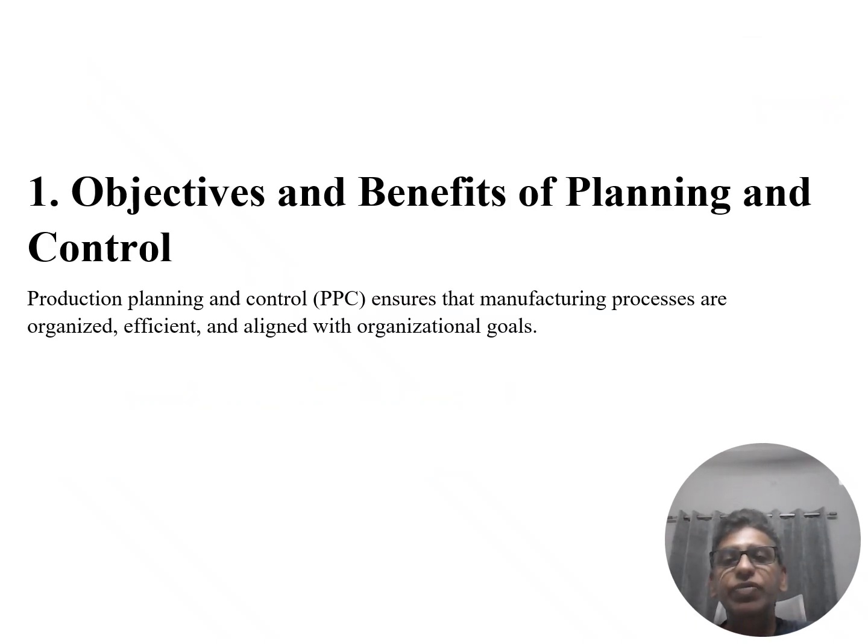So, objectives and benefits of planning and control. Production planning control ensures that manufacturing processes are organized, efficient, and aligned with organizational goals. We take any manufacturing process, say starting from primary manufacturing processes and secondary manufacturing processes. Primary manufacturing process deals with producing a basic shape and size, whereas the secondary processes deal with fine-tuning the dimensions.